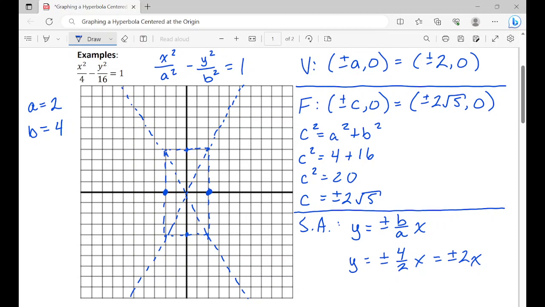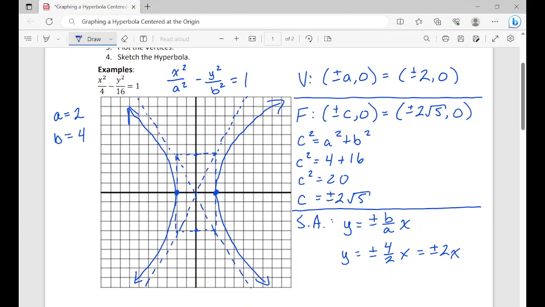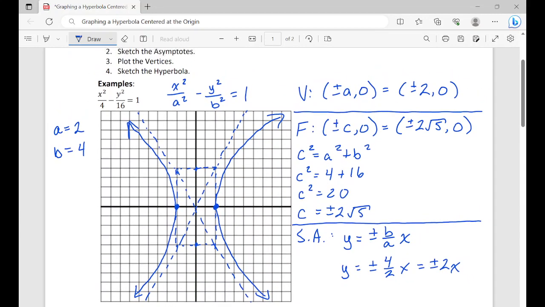Now I draw my hyperbola, which goes through the vertices. So, like so here, never actually crossing the asymptotes. And then like so here, again, going through the vertices, but not through the asymptotes. And here is the sketch of this hyperbola centered at the origin. Again, this is a horizontal hyperbola.